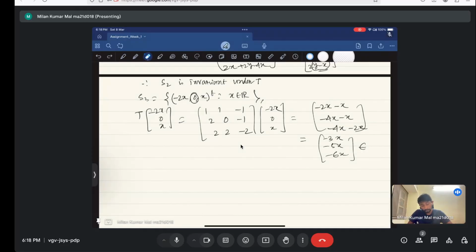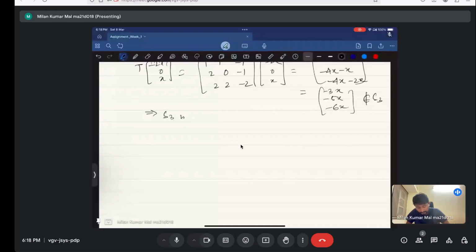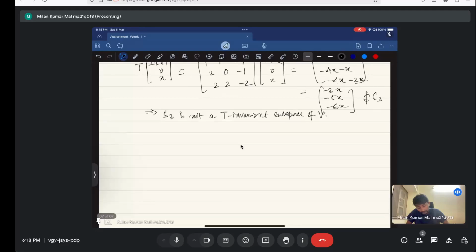So therefore, this is not in S3. So S3 is not a T invariant subspace of V. So therefore the third option is incorrect. S3 is a T invariant subspace, that is incorrect. So let's check whether S4 is T invariant or not.